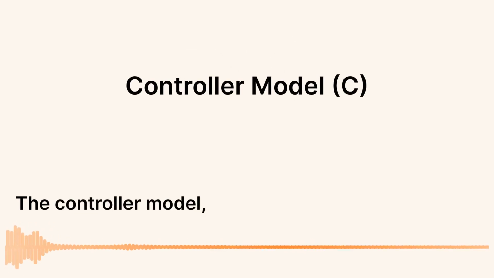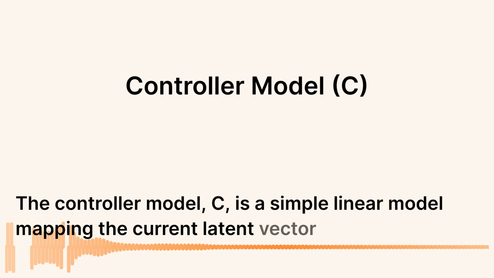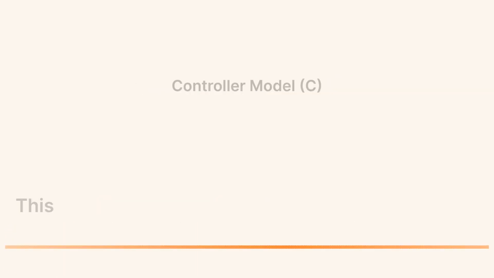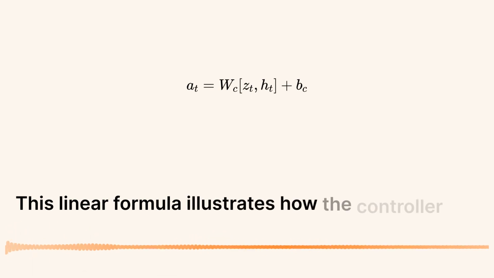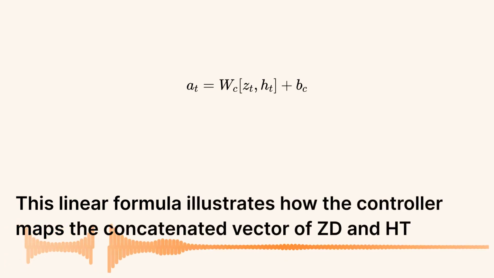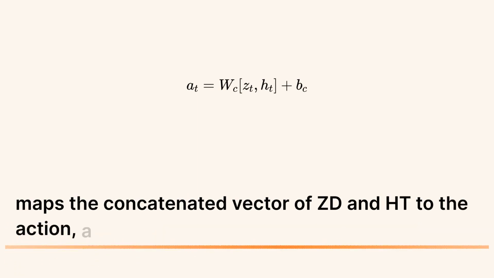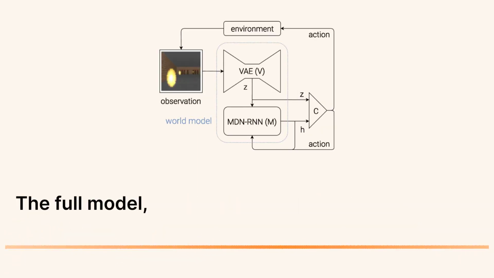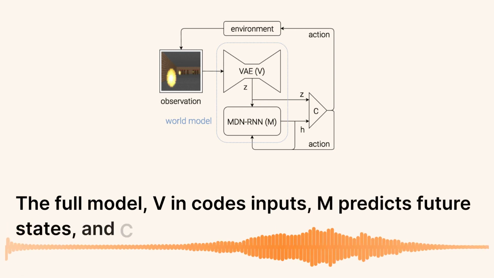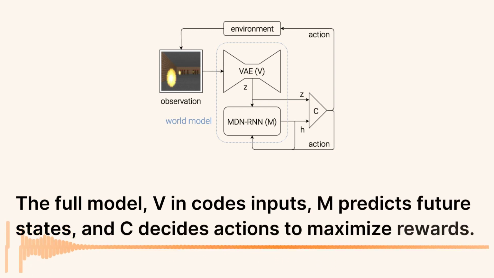The controller model, C, is a simple linear model mapping the current latent vector and the RNN's hidden state to action decisions. This linear formula illustrates how the controller maps the concatenated vector of Z_t and H_t to the action, a_t. The full model: V encodes inputs, M predicts future states, and C decides actions to maximize rewards.